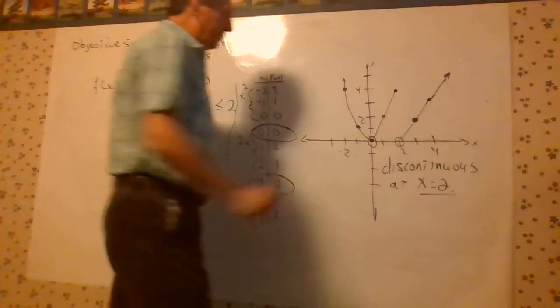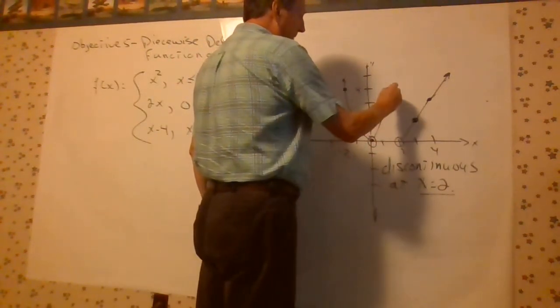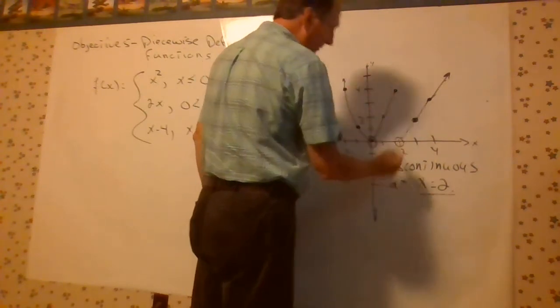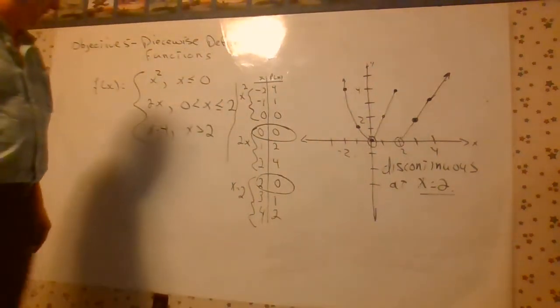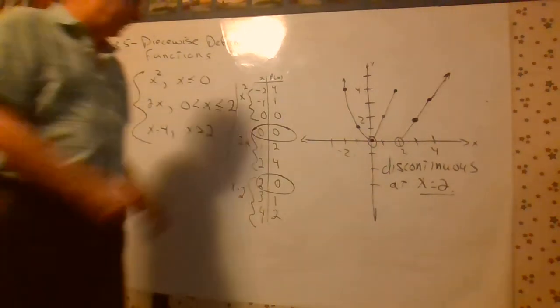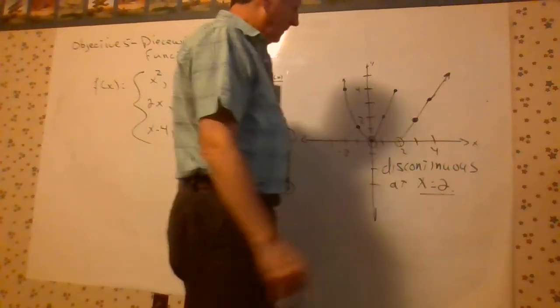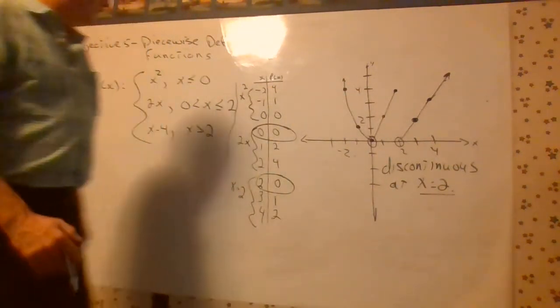If you trace with your pencil all the way through, if you ever get to a point where you have to lift your pencil off the paper, there's a discontinuity. This is an important calculus concept that you'll investigate much more fully in calculus. If you get used to some of the visual aspects of this here, then it'll make more sense.